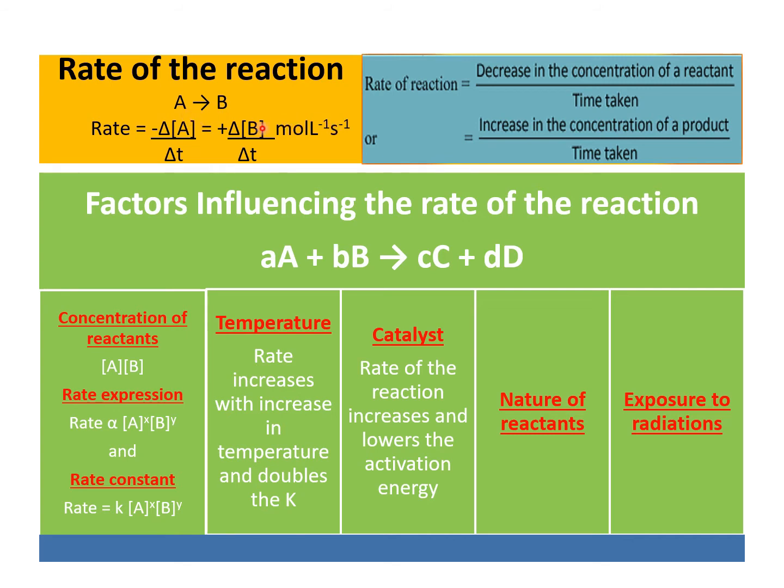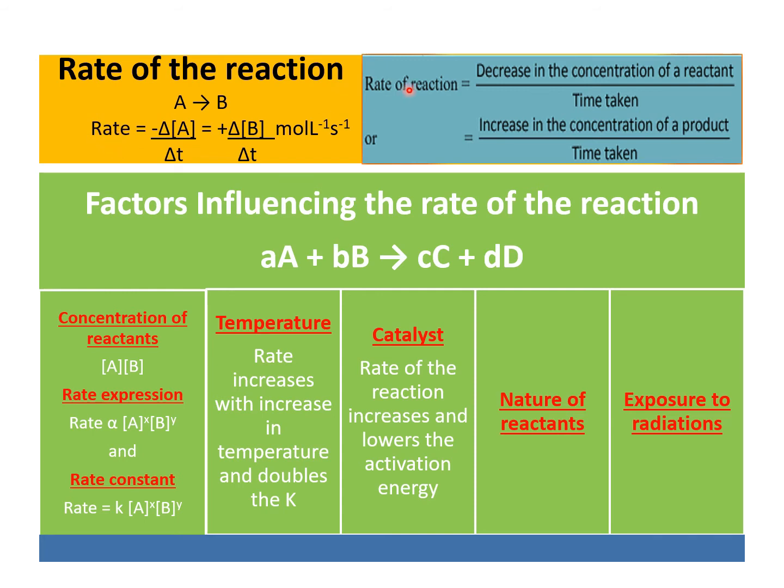We can say the speed of the reaction in two ways. One, the decrease in the concentration of the reactant, or the increase in the concentration of the product. So the decrease in the concentration of the reactant in a period of time, divided by the time taken, and the increase in the concentration of the product in the period of time, that is called the rate of the reaction.